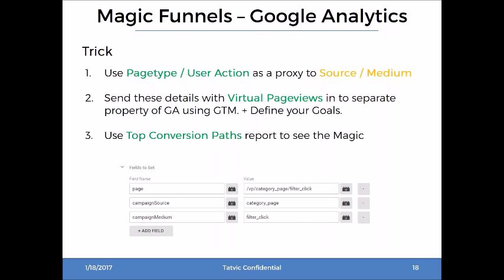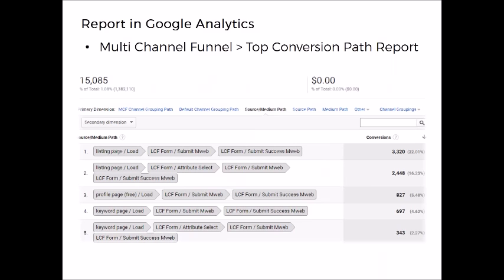These are the configurations which you would do in Google Tag Manager. As you see, now we are passing the actual details like page type into the campaign source and the action of the user into the campaign medium. Once you do this, your magic funnels in Google Analytics are ready, and this is a sample report that you will get in Google Analytics under multi-channel funnels, top conversion path reports. So instead of source mediums, which used to appear there, now you will have journeys that are based on actual user actions.